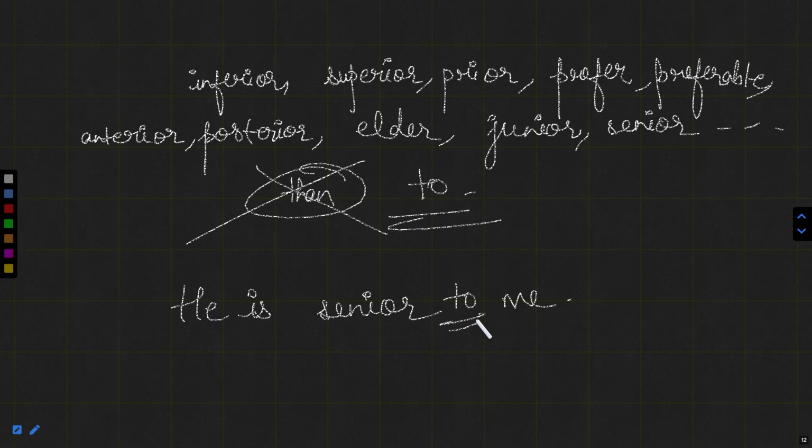degrees. For example, old, older, oldest. Now these are comparative degrees of adjective. But elder, the word elder does not have any positive degree, and it does not have any superlative degree as well, though we can make it like eldest. So we make it, but there is no positive degree at all. So this is only a comparative word. So we use "to", not "than", to show the comparison.